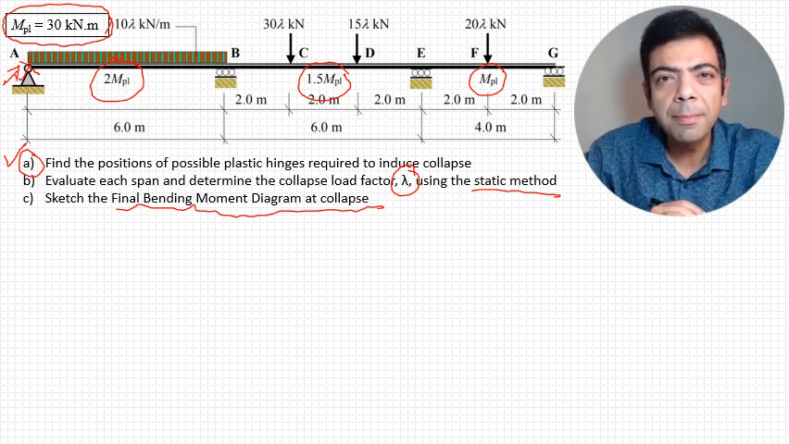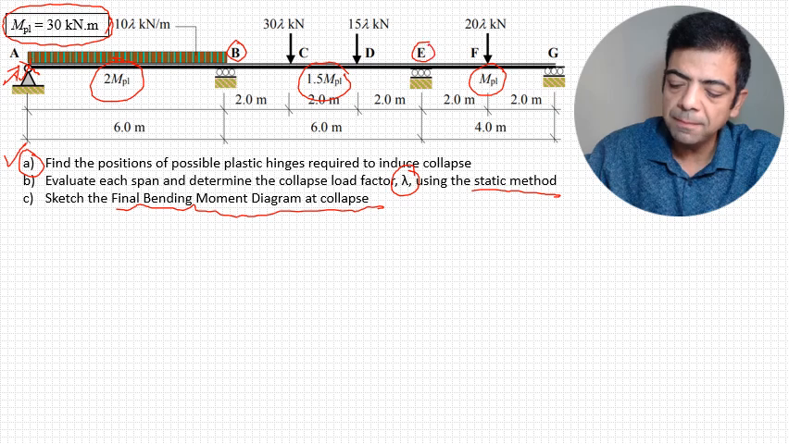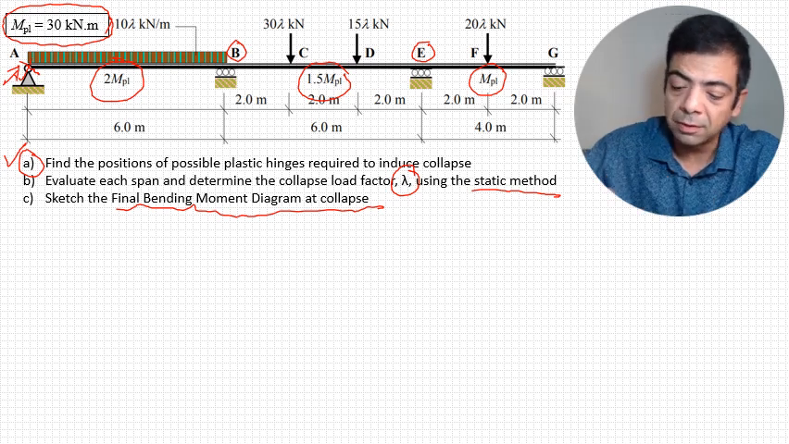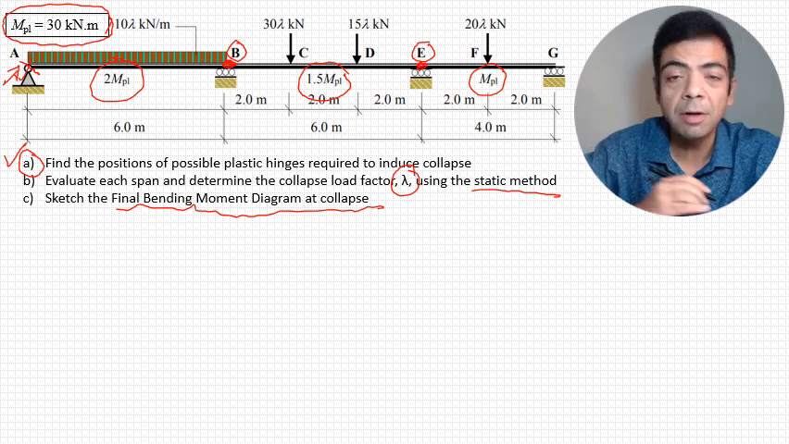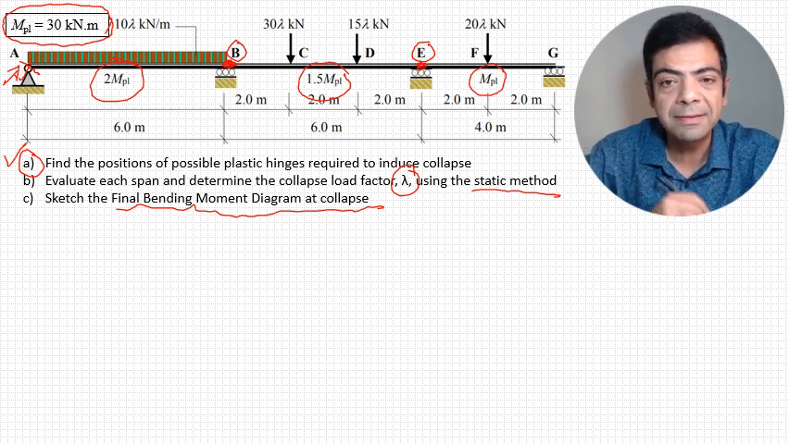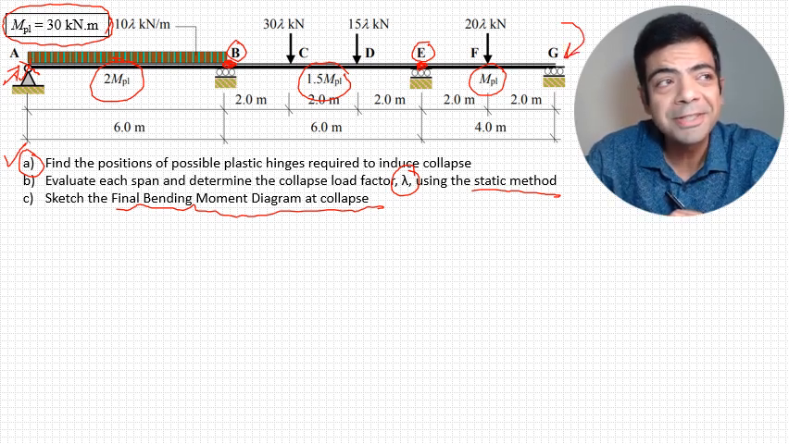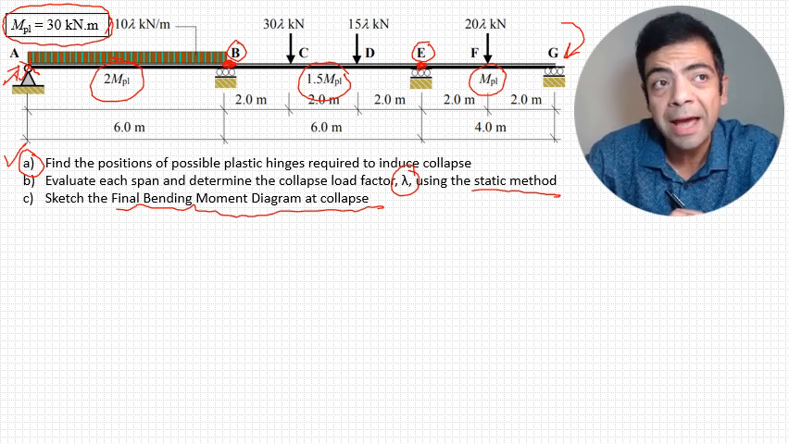Okay, what about the intermediate supports? Point B, point E, those are the intermediate supports. Is there a possibility for a plastic hinge at the intermediate supports? Yes, absolutely. So I'm going to go ahead and put the red dot. These are possible plastic hinges. Can there be a plastic hinge at G? No, because G is a hinge support. The moment at G will always be 0. It cannot be M plastic.